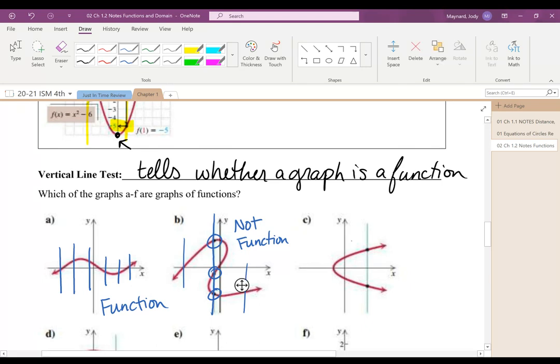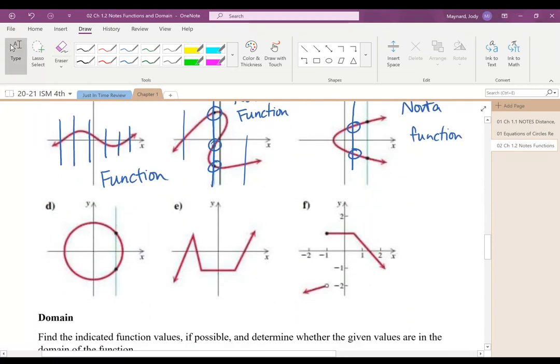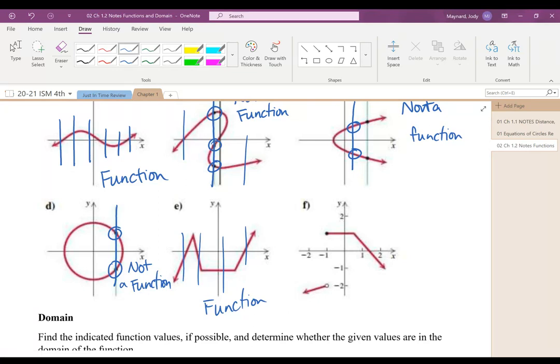So let's look at letter C. Here at this point, there's my vertical line. It intersects the graph more than once. That tells me it's not a function. Go ahead and do D and E on your own. All right, you should have gotten not a function for D because a vertical line will intersect the graph more than once. And you should have gotten function for E because anywhere you draw a vertical line, it will only intersect the graph one time.